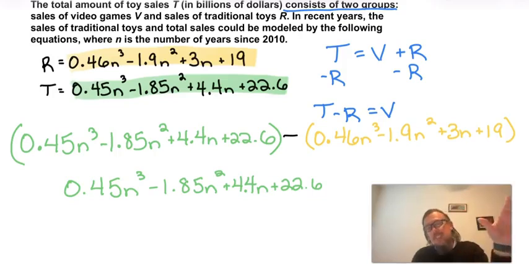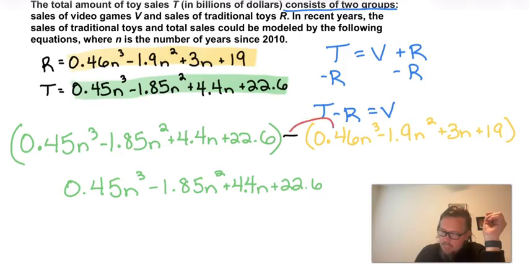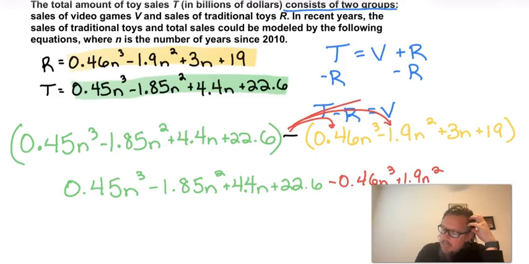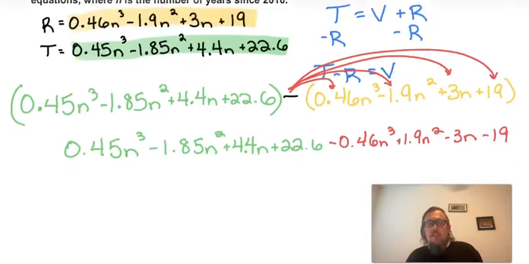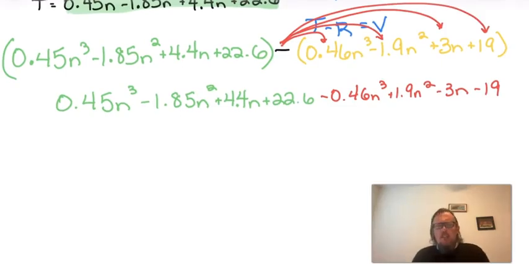The second equation is being subtracted, so I need to distribute this minus sign. So minus 0.46 n squared, or sorry, n cubed, minus negative, so plus 1.9 n squared, minus 3n, minus 19. Once we've got the minus sign distributed, all we need to do is combine like terms. And so that's what we're going to do next, is combine our like terms.